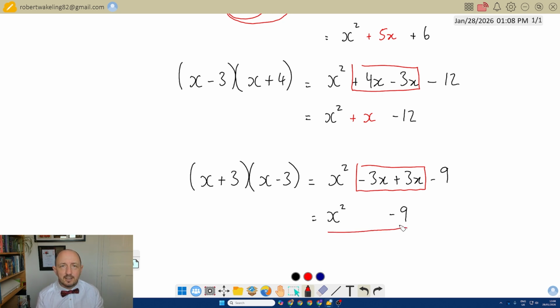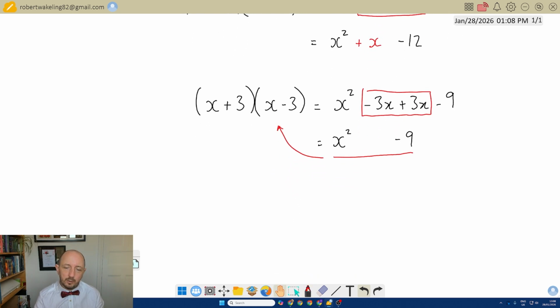This is a special topic for the higher grade called the difference of 2 squares, where we usually go back the other way and have to spot this setup with a squared and then a minus and then a negative number here. But that's just something to be aware of.